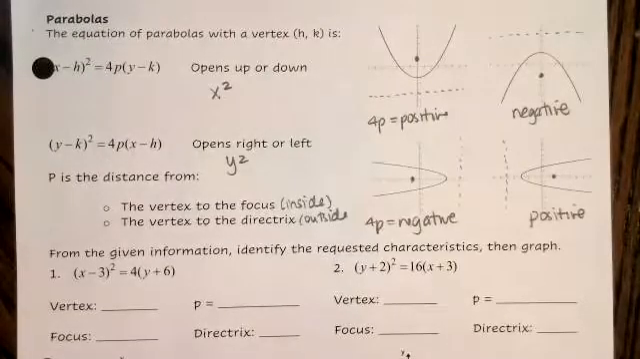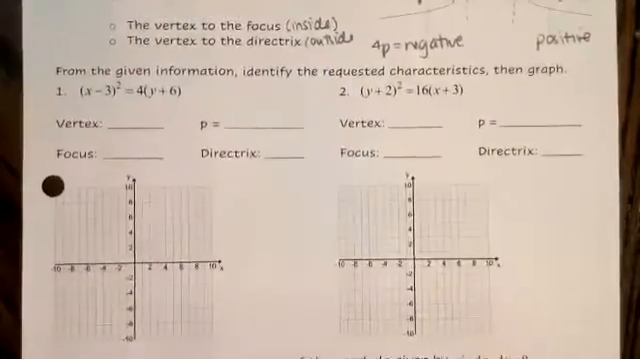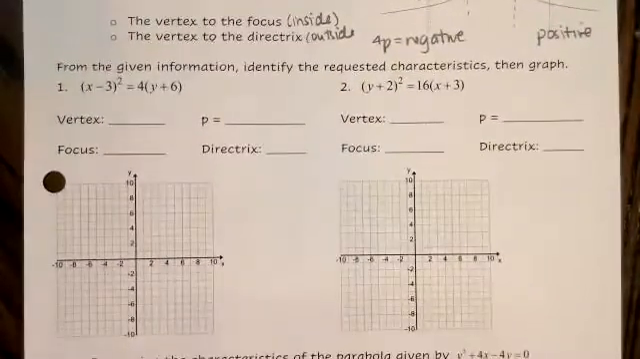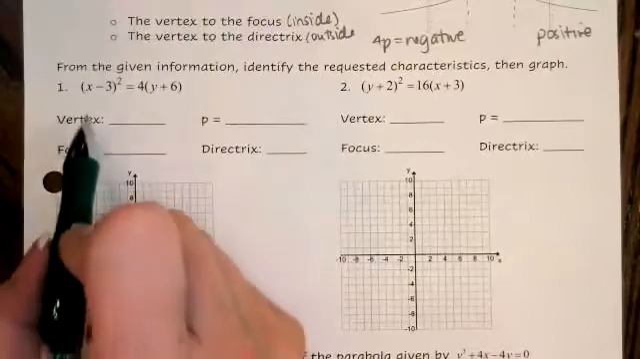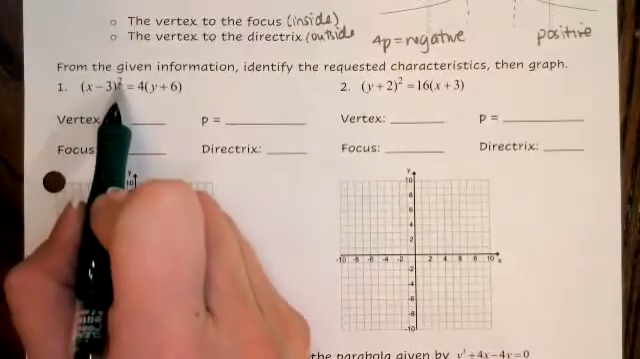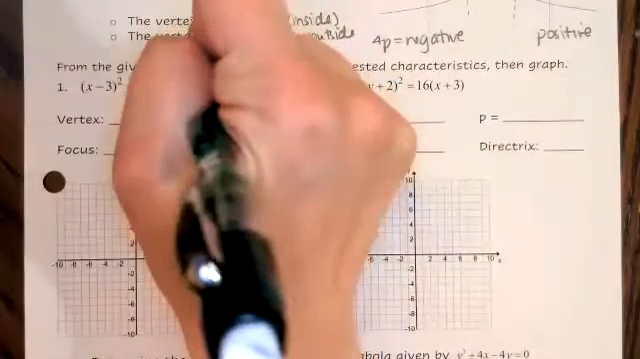So these are important. All right, now we're going to look at some with all of their parts so that you can review them from Algebra 2. It says, from the given information, identify the requested characteristics. This first one here is (x - 3)² = 4(y + 6).